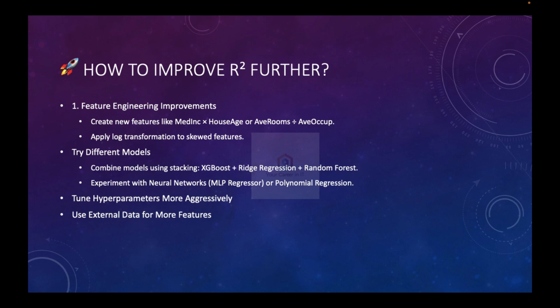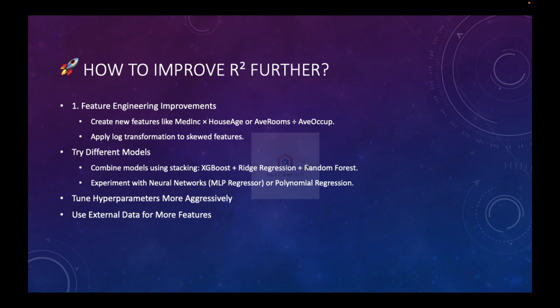Then transform skewed features, like applying a log transformation to highly skewed features like median income and population. Improve location features: cluster latitude and longitude into meaningful zones instead of using them as raw numbers. Try different models, combine XGBoost plus Ridge Regression plus Random Forest. Try neural networks, a deep learning model like MLP regressor. Try second degree polynomial features.